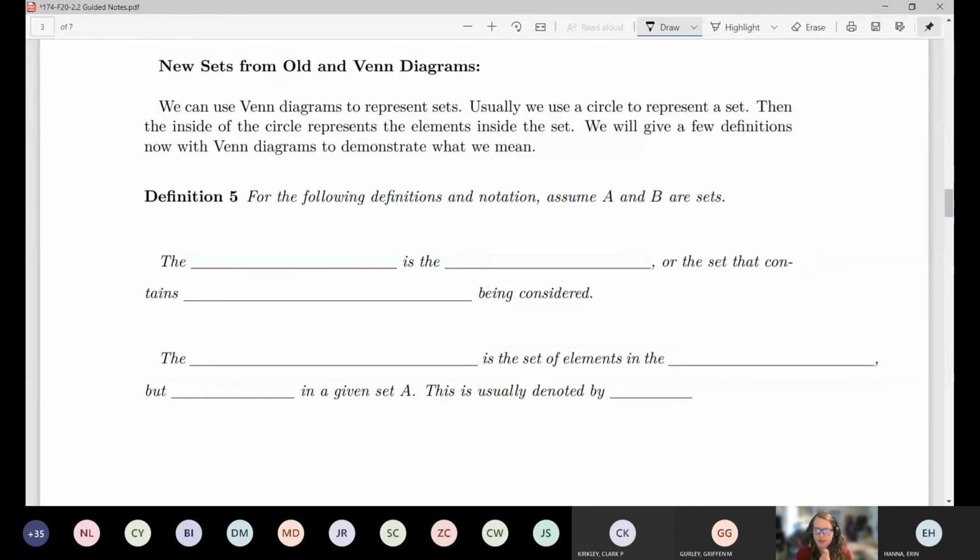A lot of times with sets, you'll see things where they draw some Venn diagrams to try to get some things across. So we can use Venn diagrams to represent sets. We're usually going to just draw a set to be a circle, and then the inside of the circle would be all of the elements. We're going to use these circles to demonstrate some of these other ideas that we have for sets. So say for the following definitions, A and B are sets. We're going to have something called the universe. So the universe is the domain or the set that contains all elements being considered.